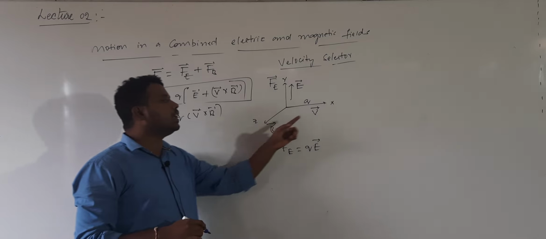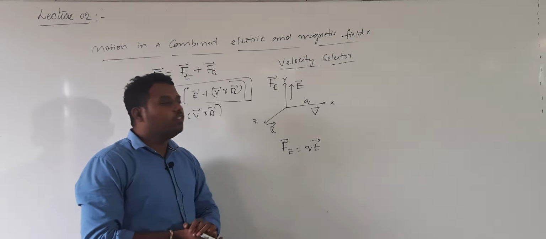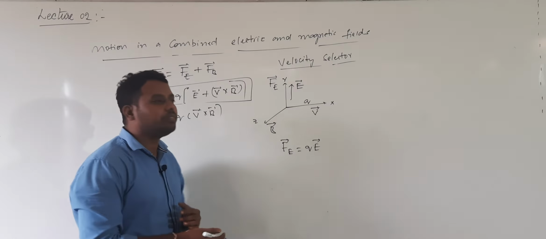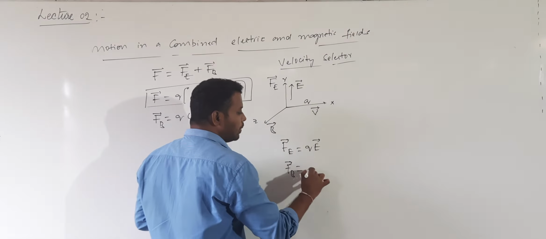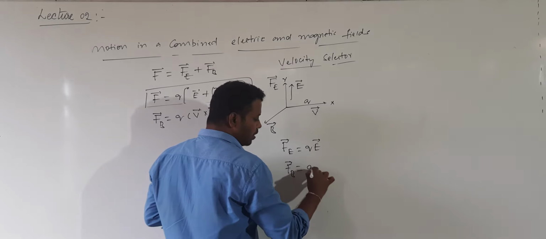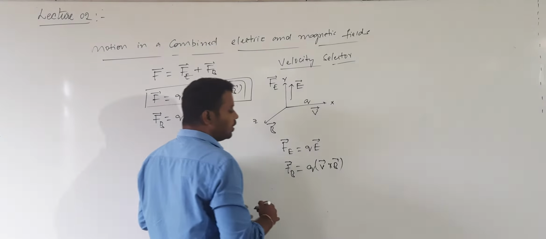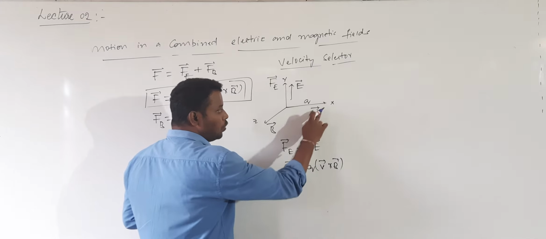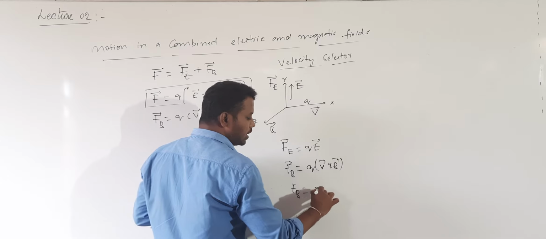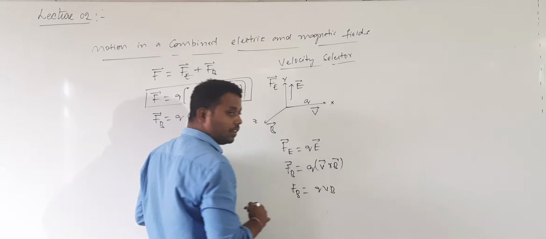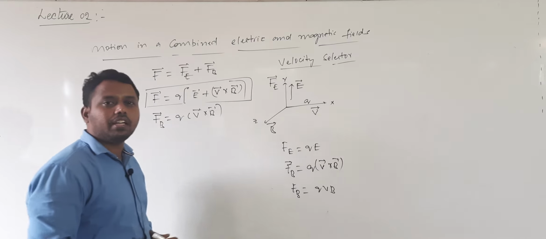Whenever a particle moves with a velocity v bar, it will experience a magnetic force. What is the magnetic force value given by? Fb is equal to Q into V bar cross B bar. Since V bar and B bar both are perpendicular, the value of Fb is equal to Q into V into B. Similarly, the value of Fe is equal to Q into E.